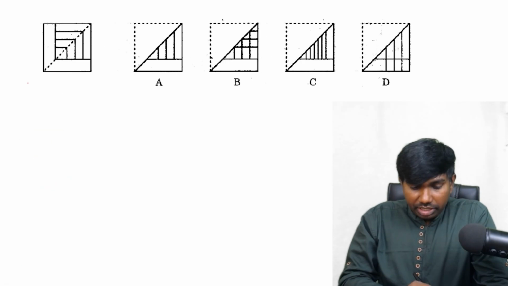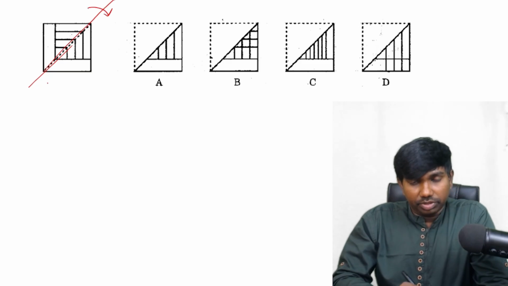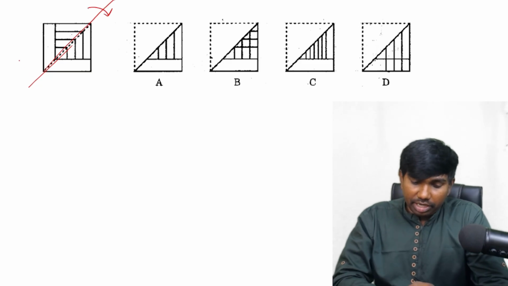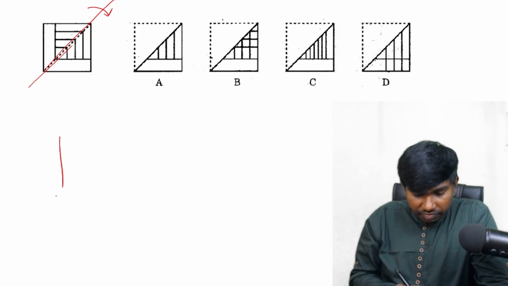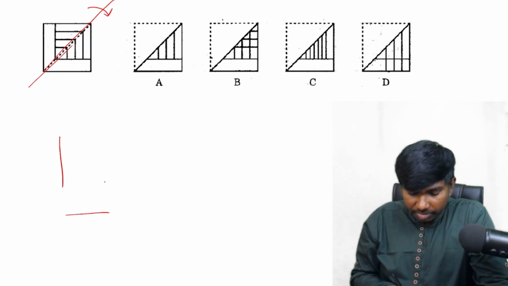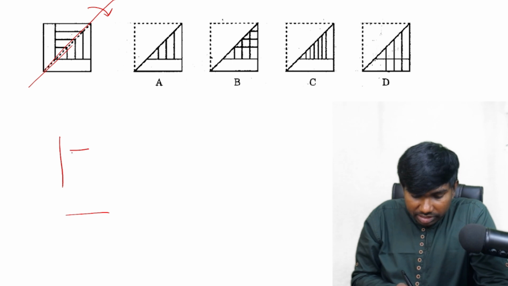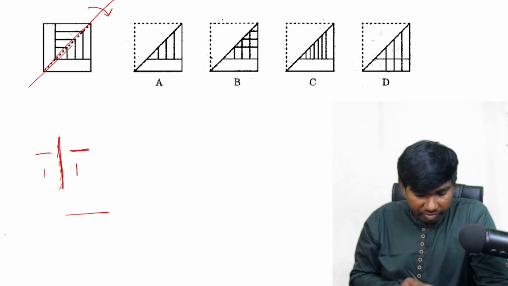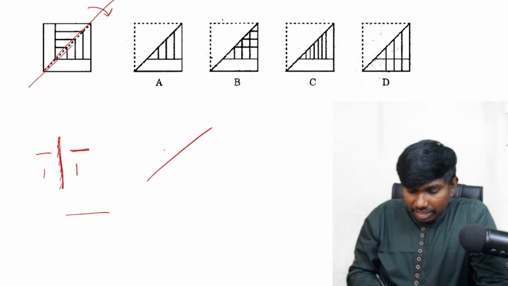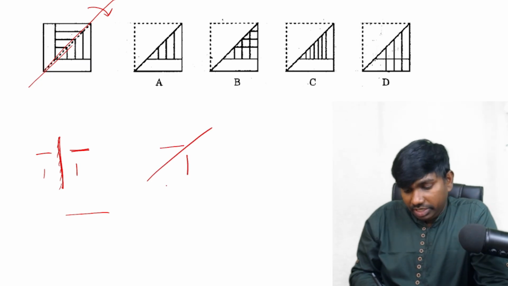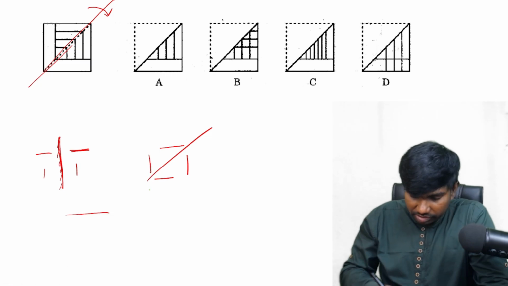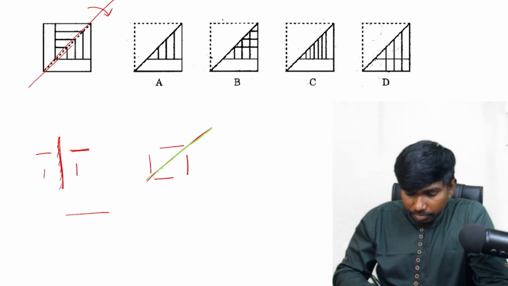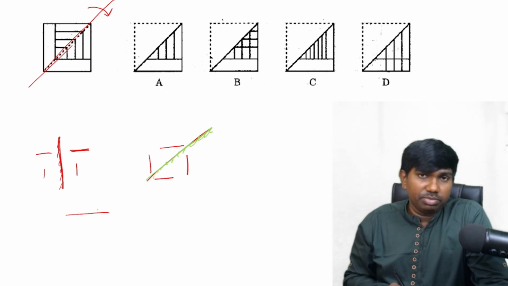Here slant folding is there. Okay, diagonal folding is there, and the upper part is folded to the lower part. So see, when the mirror is vertical or horizontal, a horizontal line will remain horizontal and a vertical line will remain vertical. But when the mirror is slant, a horizontal line becomes a vertical line and a vertical line becomes a horizontal line. Okay, be careful with this. If the mirror is slant, horizontal becomes vertical, vertical becomes horizontal.